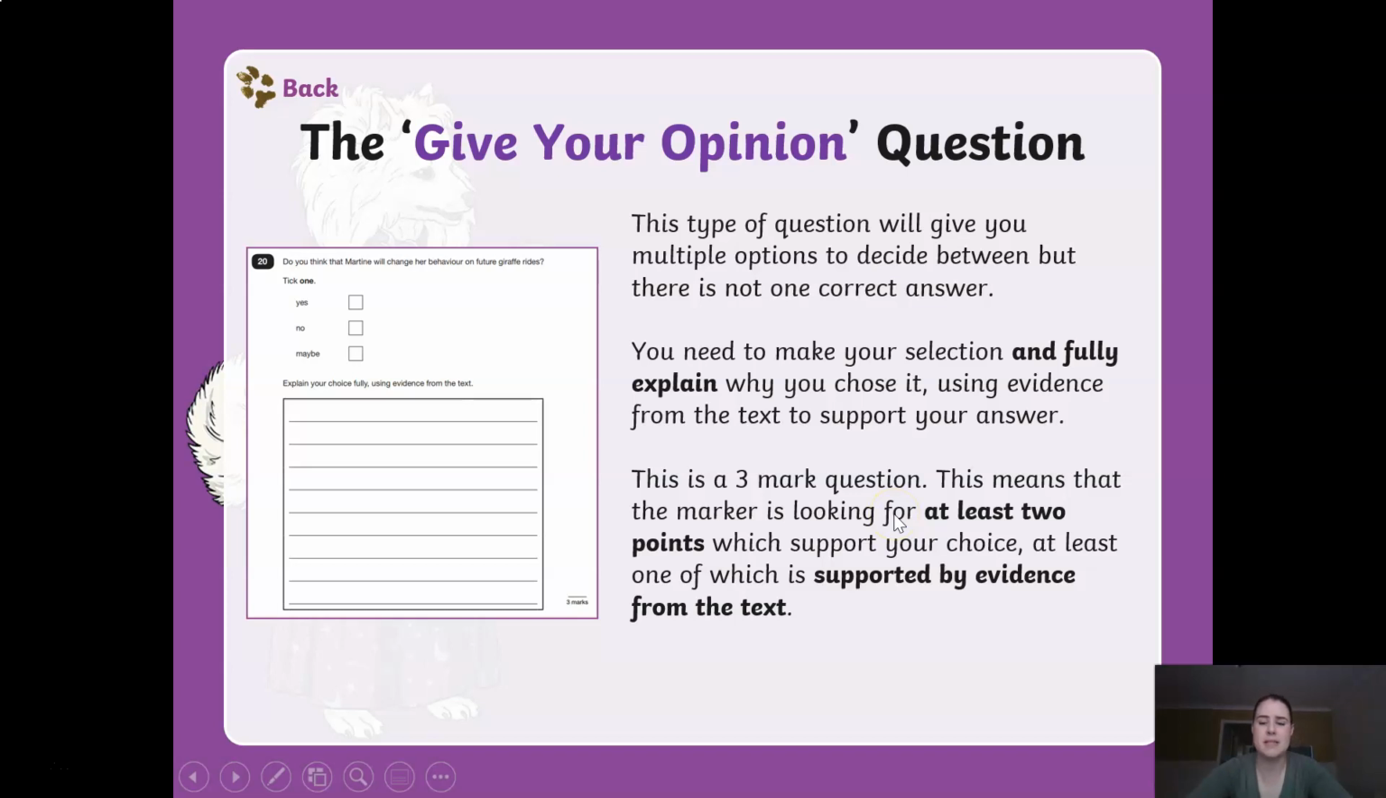So because it's a 3 mark question, it goes back to the same 3 mark questions we looked at on Wednesday for inference: you have to give at least 2 points. So it goes back to your PEE, your point and your evidence.